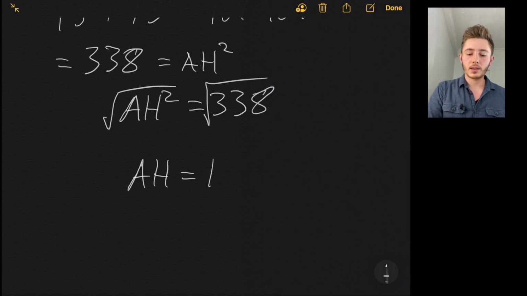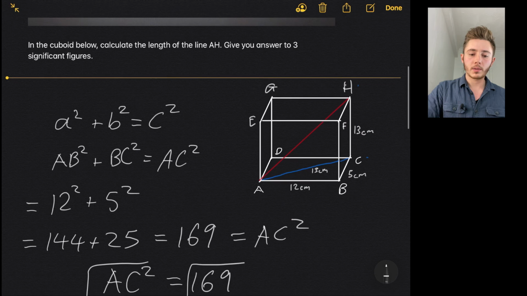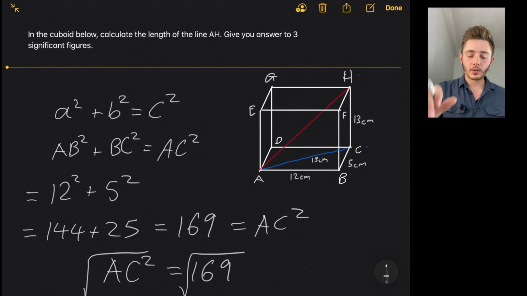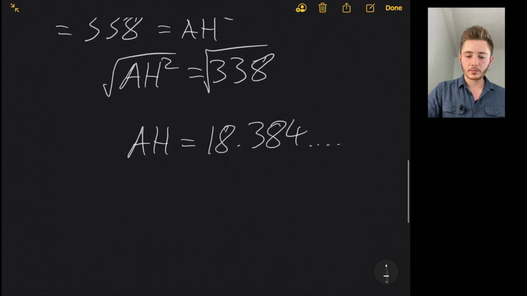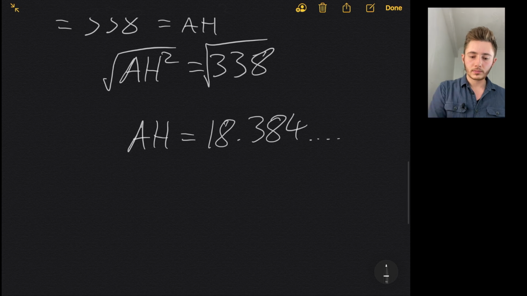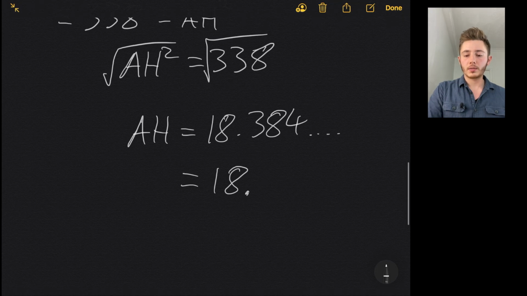So let's say 18.384. Now, as they said in the question, let's round it to 3 significant figures. The 8 is bigger than 5, so we're going to round the 3, which is the third significant figure, up to 4. So we've got 18.4 centimetres as a final answer.